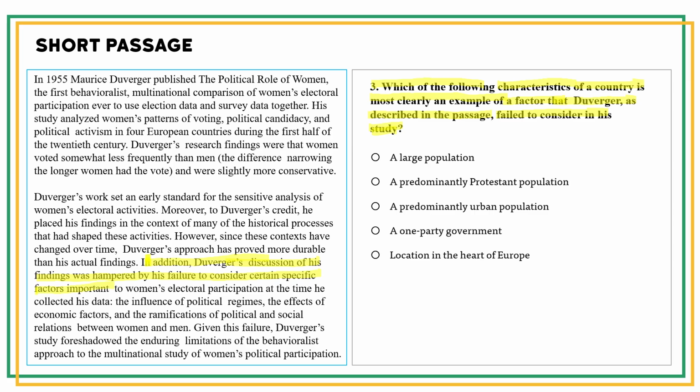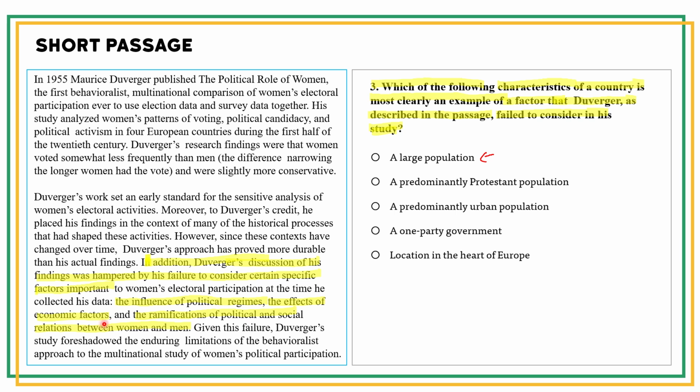And what were those factors? Those factors were the influence of political regimes, the effects of economic factors, the ramifications of political and social relations between women and men. All right. So we have to pick an option which can fall in one of these. Can a large population fall in the influence of political regimes? I don't think so. Can it fall in the effect of economic factors?